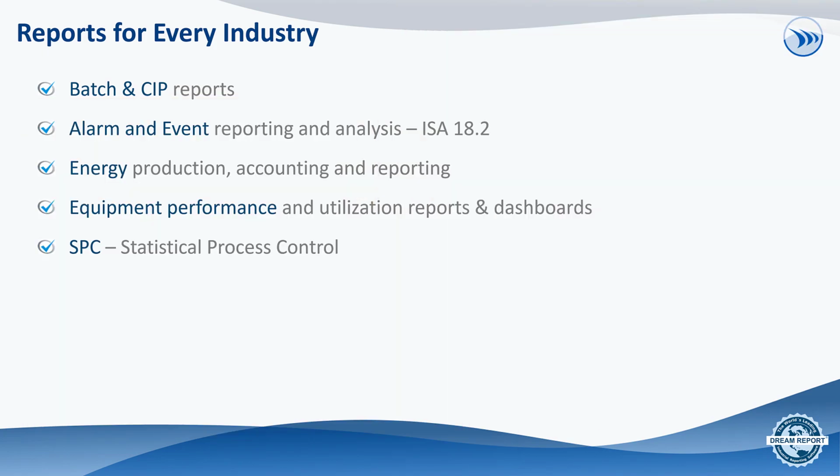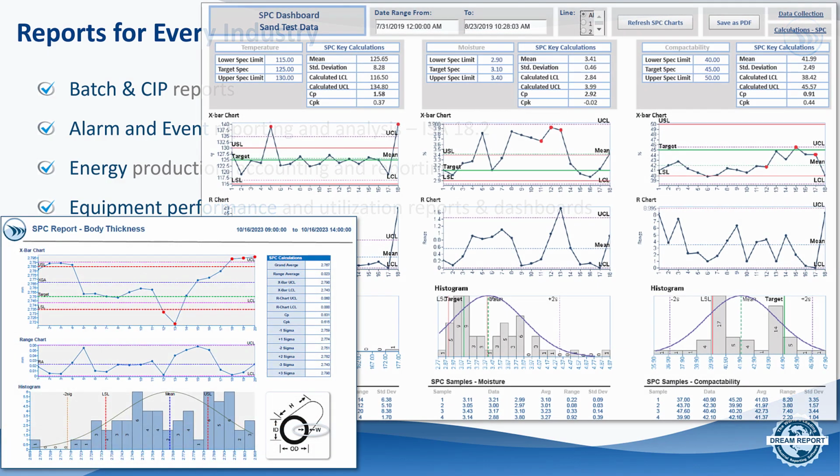Statistical process control. If you had just, say, a need for a simple control chart or a histogram on a production report or a complete SPC analysis, Dream Report can provide that functionality. And it really doesn't matter where the data is coming from. It could be manually entered into Dream Report, it could be coming from your historian, could be coming from your lab data that's already been collected. We have the key SPC metrics and display objects to create these meaningful SPC reports and dashboards.